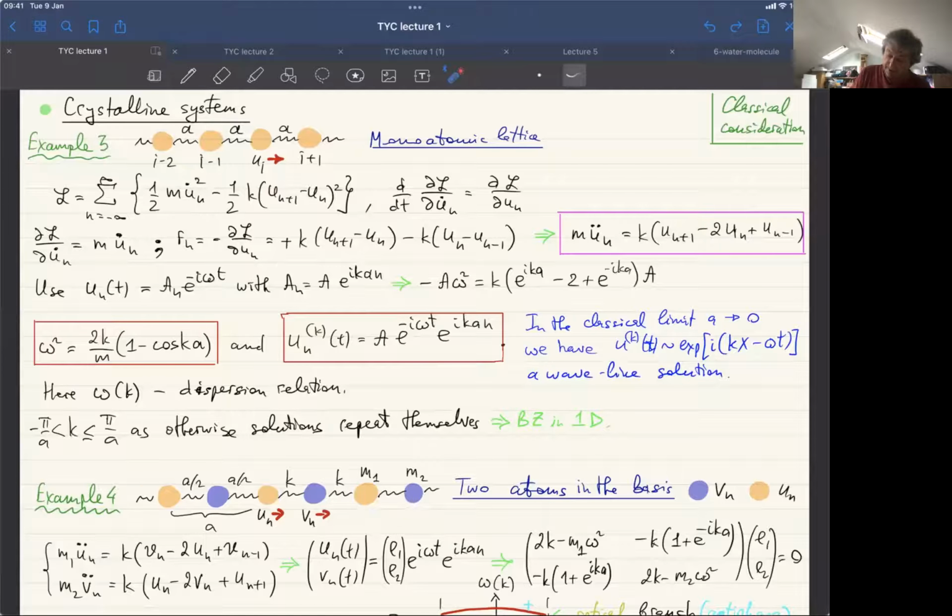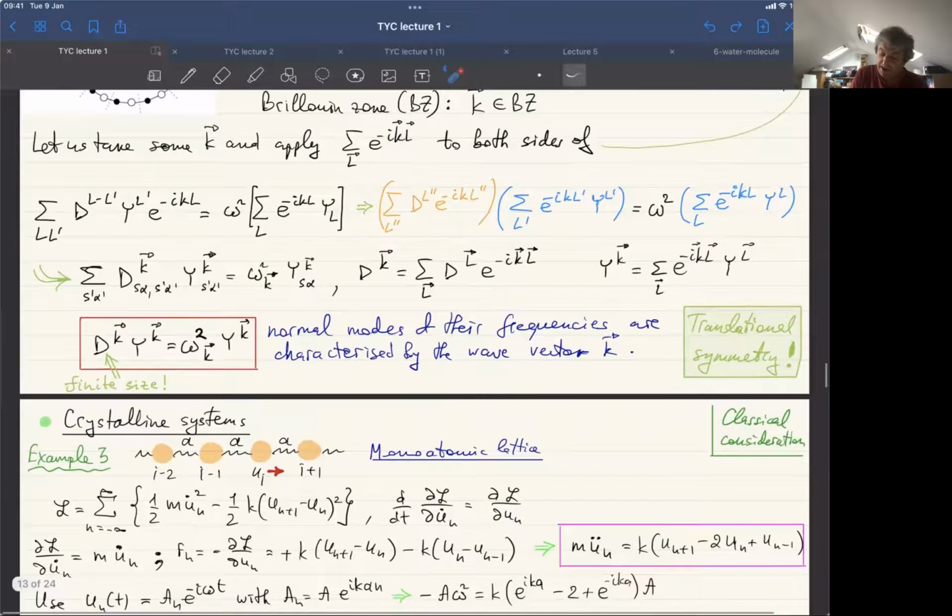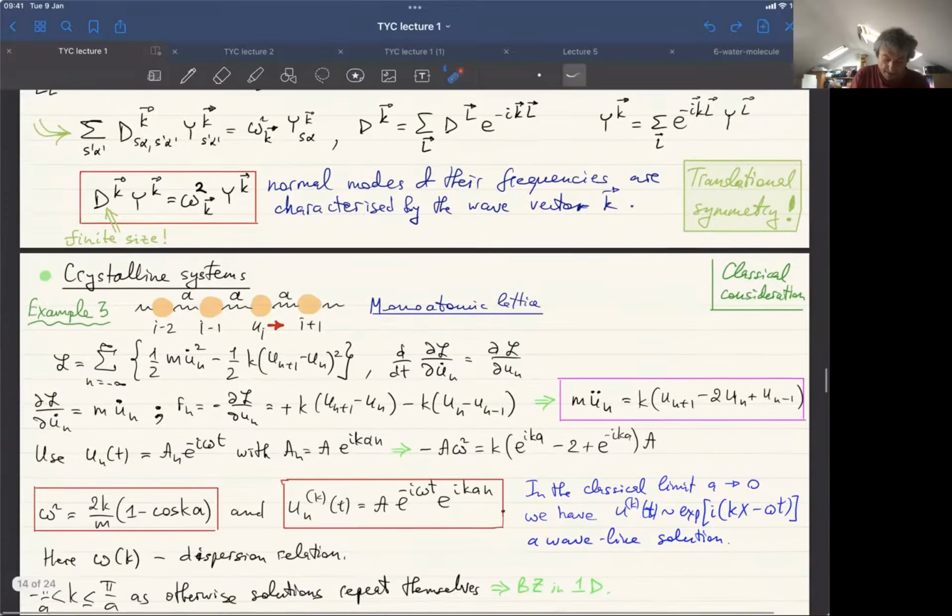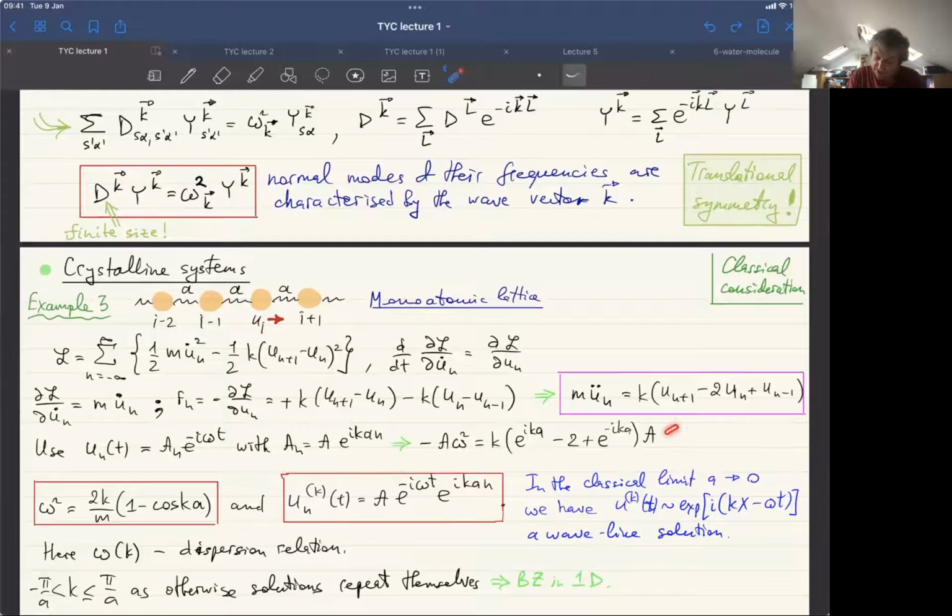And it is solved by using this trial solution. First of all, we make the time dependence e to the i omega t, but we also make these amplitudes depend on the atomic position in that exponential form. This corresponds to the general statement of how the solutions should depend on the vector L. Here the vector L is a one-dimensional vector. It's just n a, where n is the atomic cell and a is the distance between atoms. If you substitute this in the equation, you will obtain a very simple equation for the constant A and for the constant k.